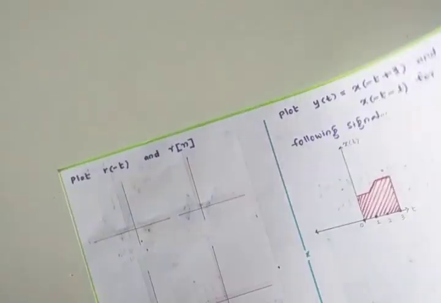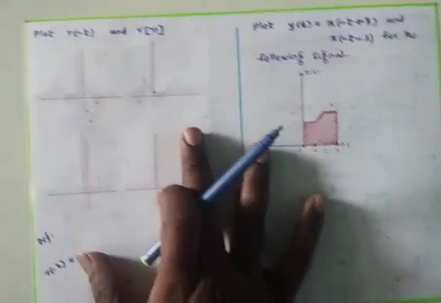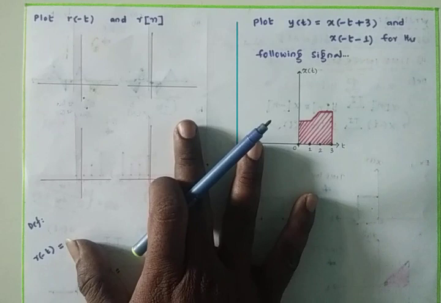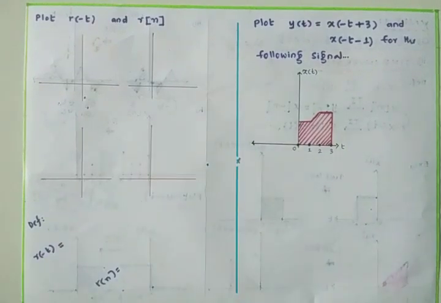Coming to the next example, I am going to solve now: plot r of minus t and r of n. First of all, we must define what is r of n and what is r of t.